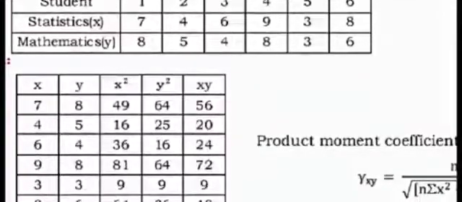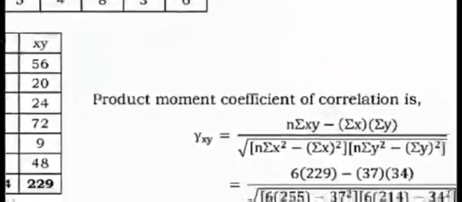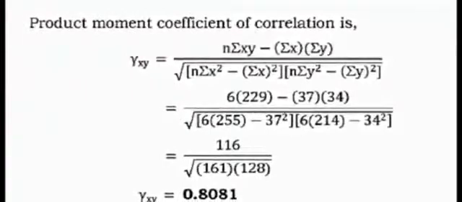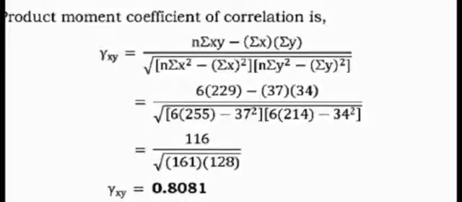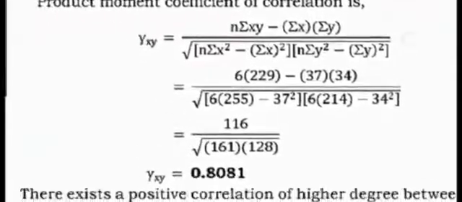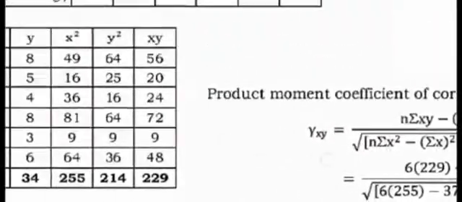Now before we solve or make the columns, let us see what is the formula we are going to apply here. The formula for the product moment coefficient of correlation is rxy is equal to n summation xy minus summation x into summation y, the whole thing divided by the square root of n summation x square minus summation x the whole square, into n summation y square minus summation y the whole square. So if you remember this particular formula, we will see the columns we have to make.